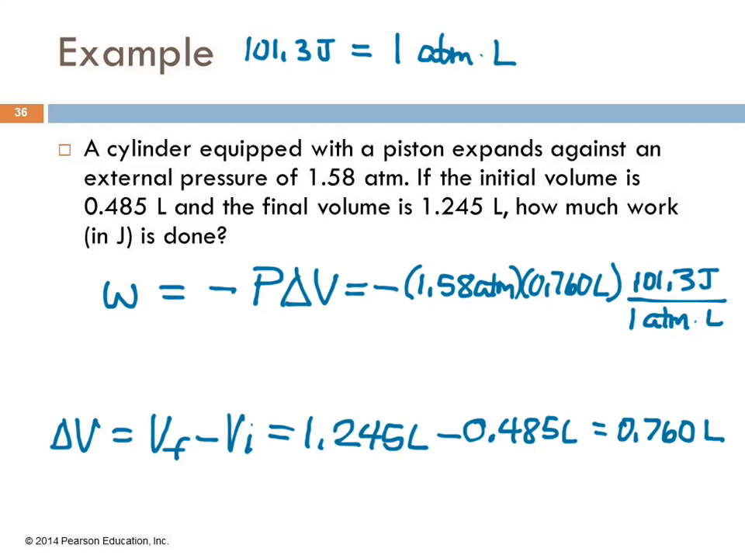And how many sig figs should I have? 3. So this is going to be minus 122 joules. The sign is negative because the gas did work on the surroundings.